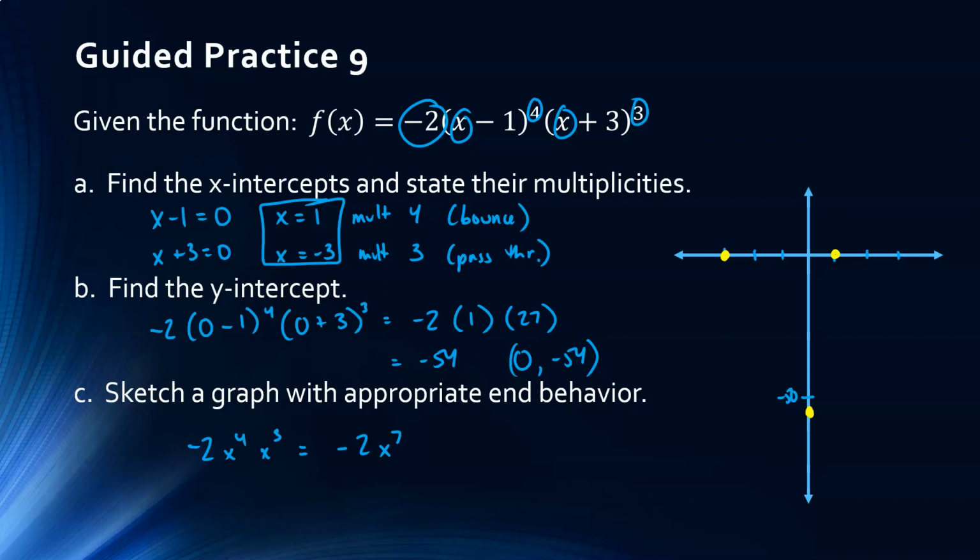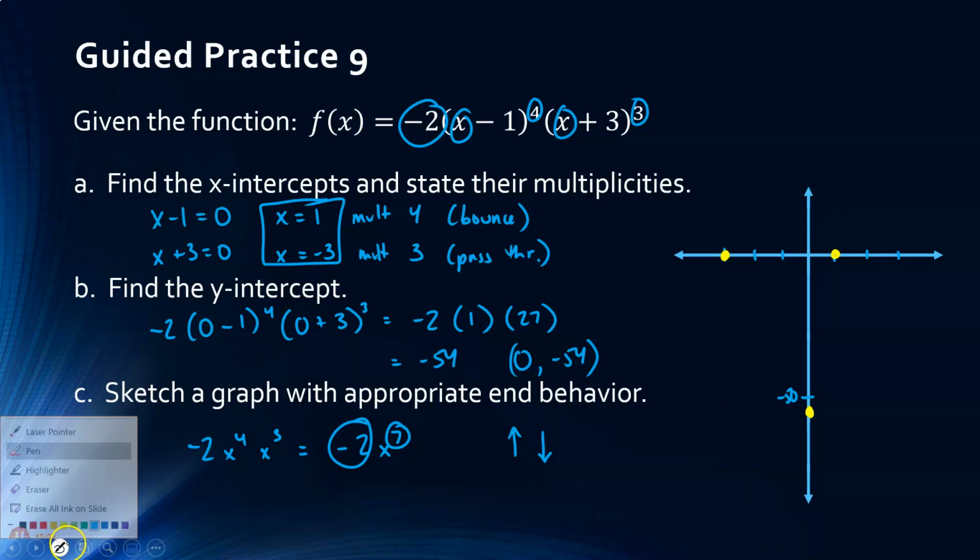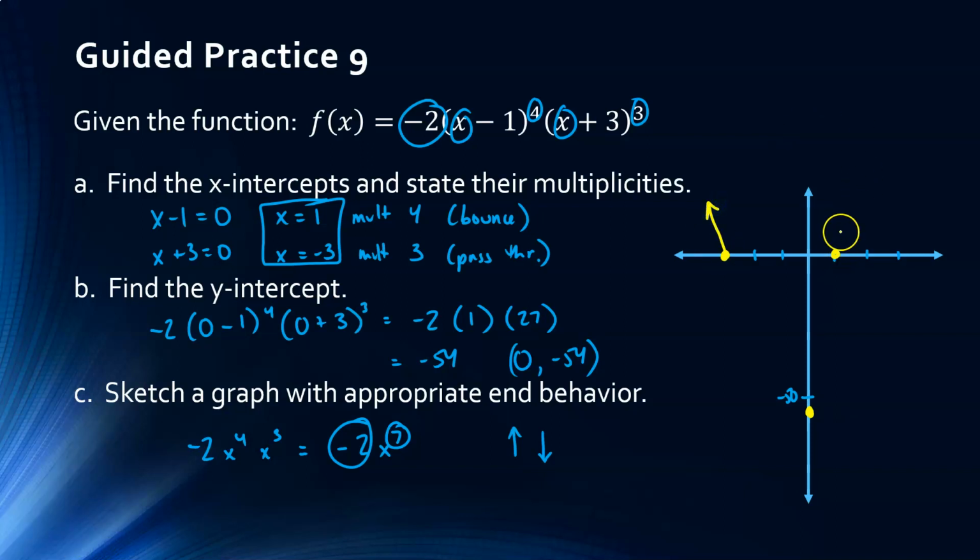Now to figure out what that means as far as the end behavior, since this is negative, the right side of the graph is going to go down this time. And since it's an odd exponent, the left side is going to go in the opposite direction. So this time, the left side is going to go up and to the left, and the right side is going to go down and to the right.